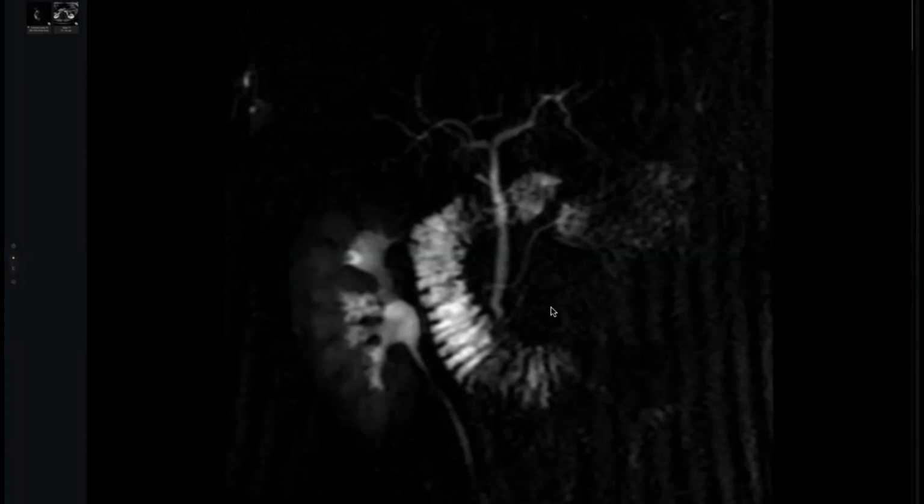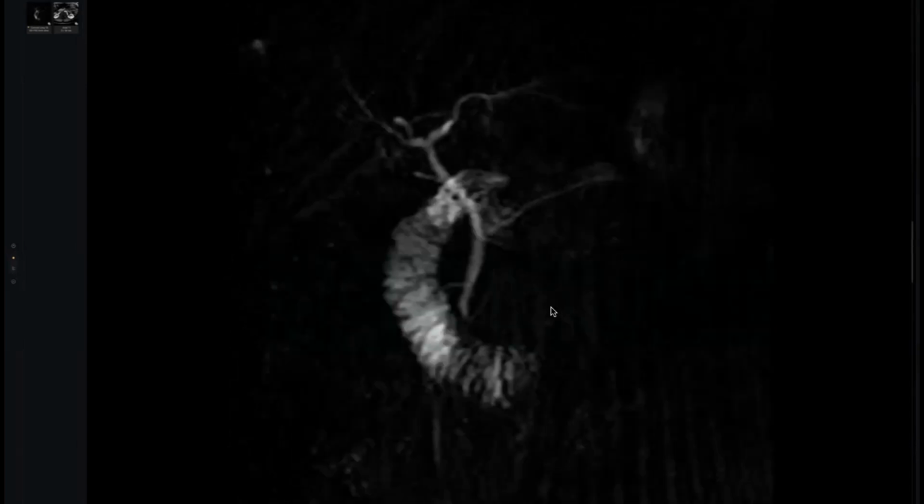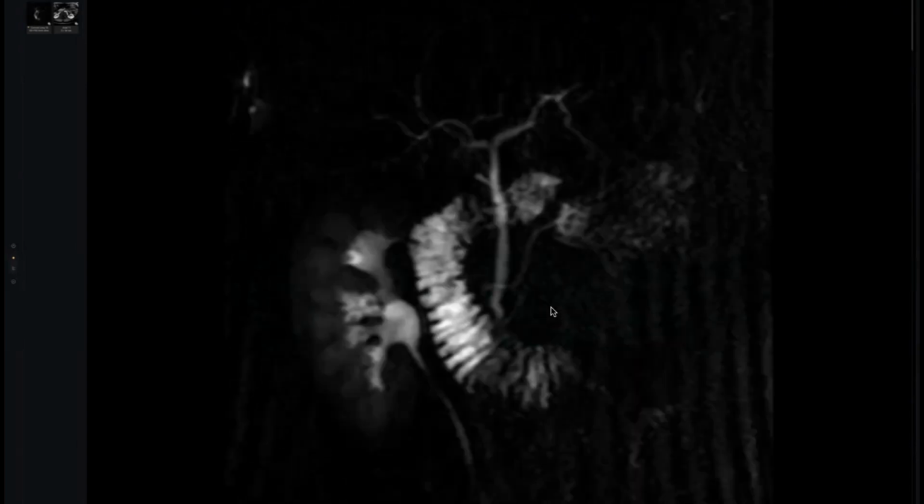Why did I bring this case, my colleagues? Because today's session is dedicated to pediatric GIT. The value of today's session is not to test you, but to give you full information about each case or each disease. So this is the MRI of pancreatic divisum. This is the MRCP.